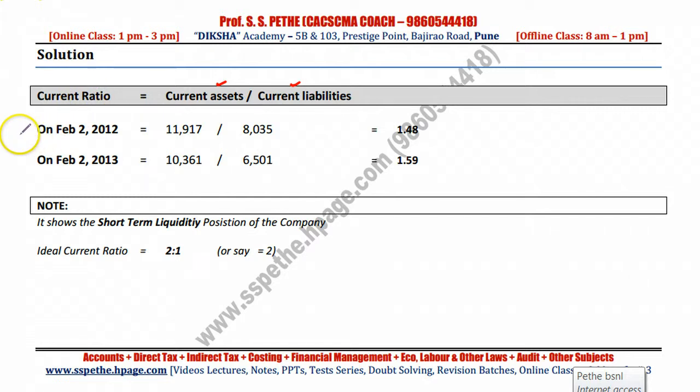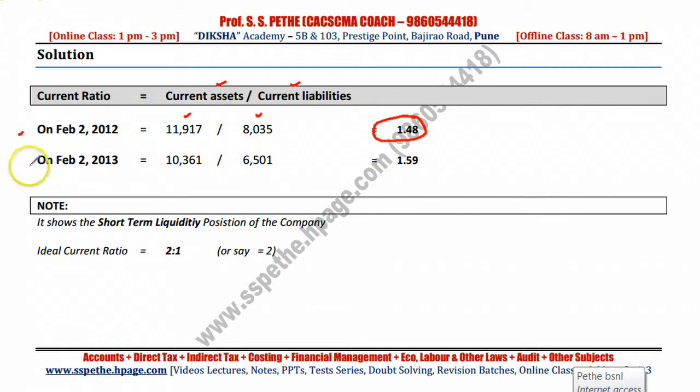So current ratio on February 2012, 2nd of February 2012, simply we have to divide current asset on that date divided by current liabilities on that date. The current asset was 11,917 lakh and current liabilities on that date was 8,035 lakhs. Once we divide these, we will get a current ratio of 1.48.